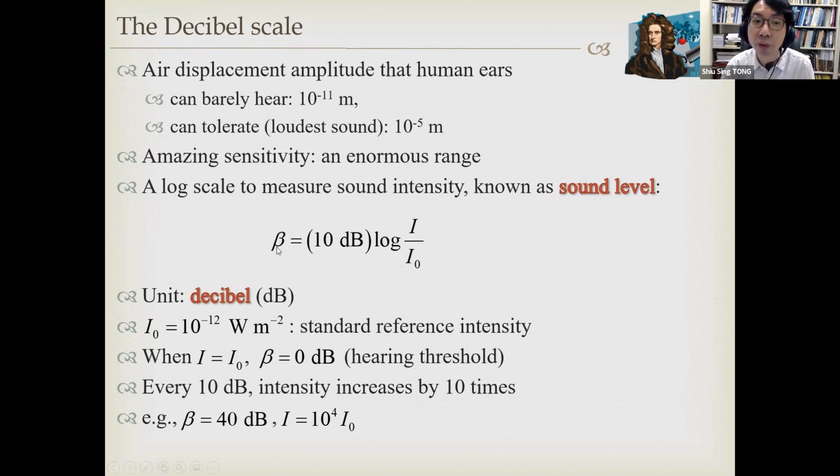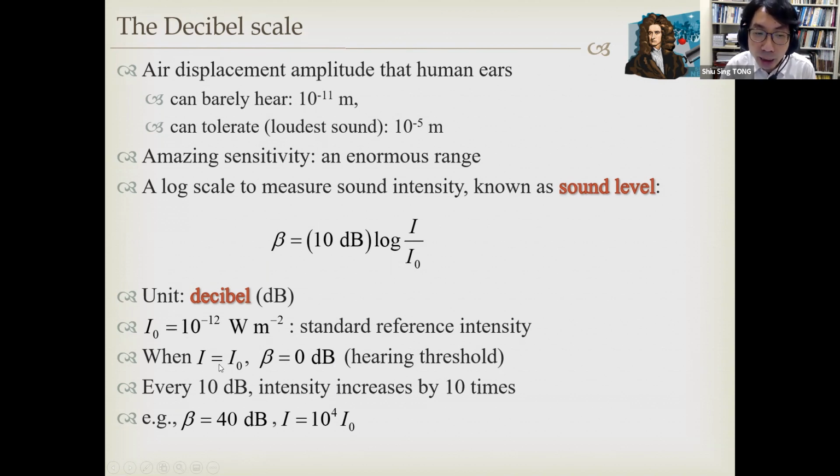And we define a sound level by beta. Beta is equal to 10 decibel multiplied by log. This logarithm is of the base 10, not of the base e. This is the logarithm of the base 10, log I over I naught. I is the intensity of sound you want to measure, and I naught refers to the standard reference intensity. I naught is actually the lowest intensity sound that the human ear can barely hear. Okay, and that corresponds to an intensity of 10 to the power minus 12 watt per meter square, which is very small.